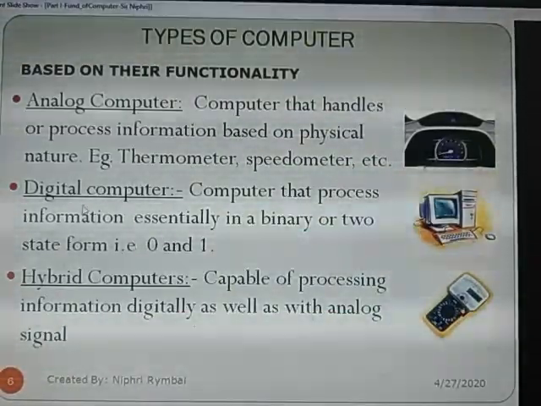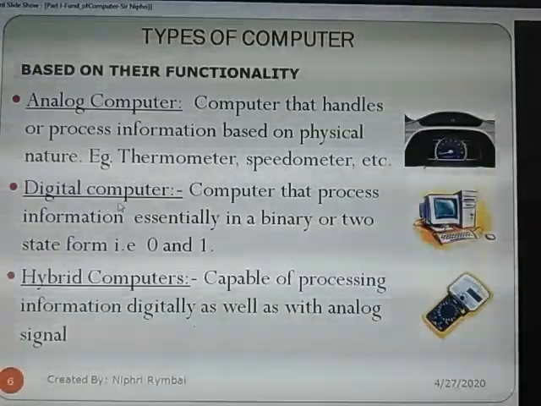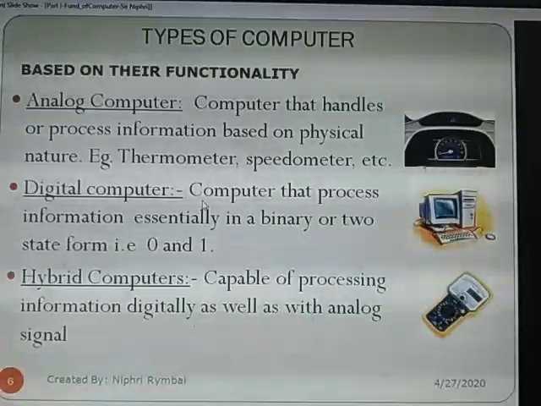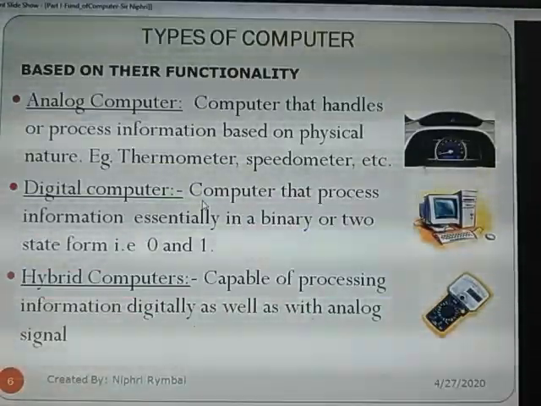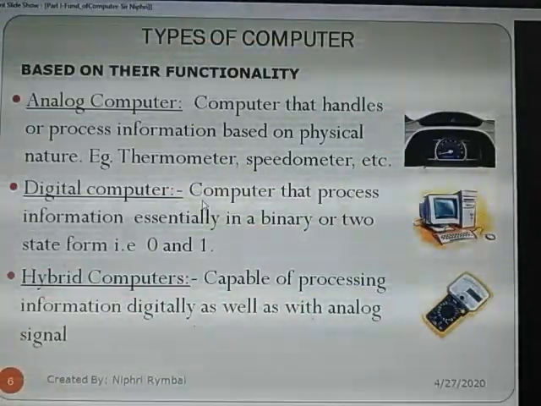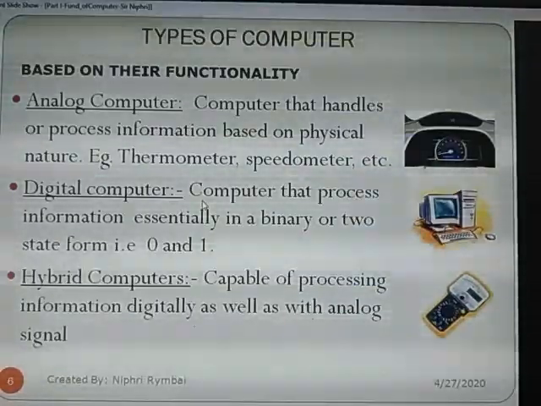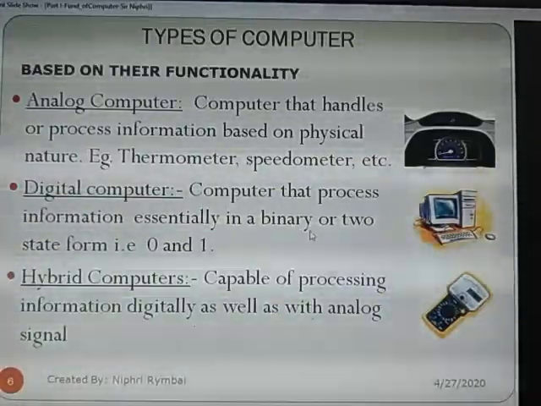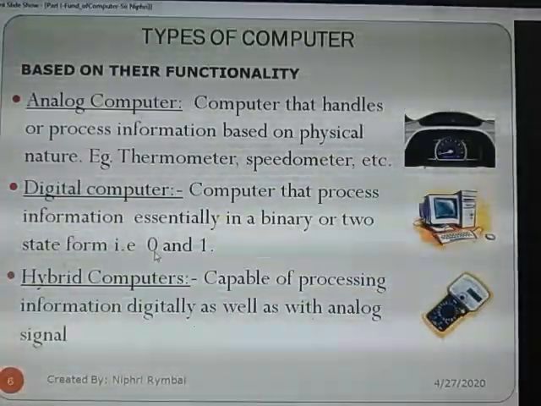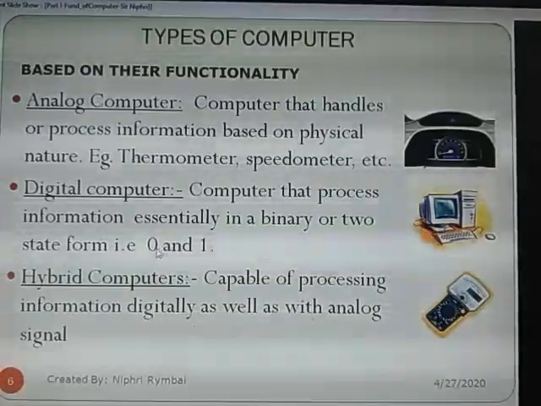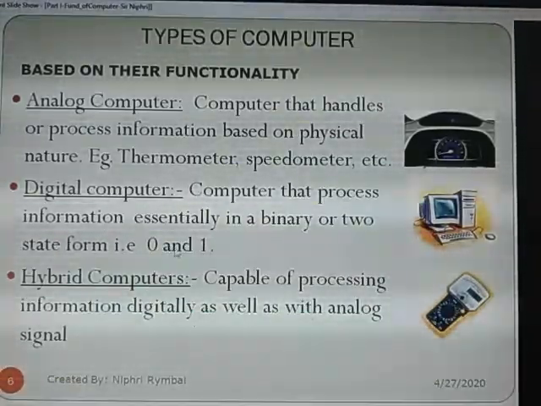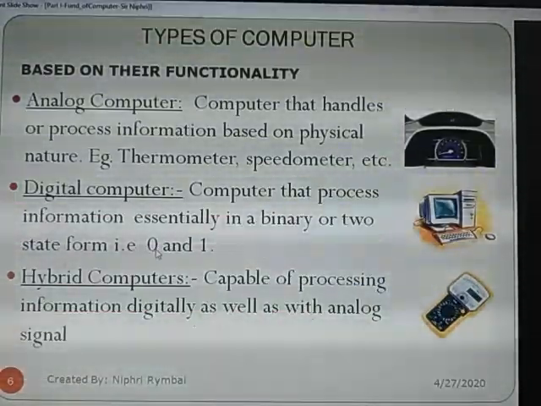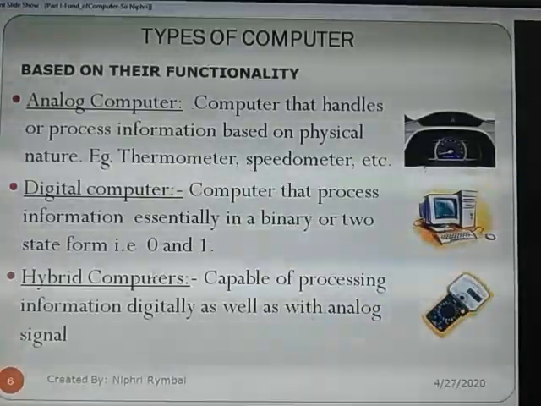Then next is the digital computer. Like the present or modern computer that we see today, they are digital computers, which process data based on a two-state form, or sometimes we call it binary, because those two states are represented by two digits, that is 0 and 1, or sometimes on and off, or sometimes false and true.